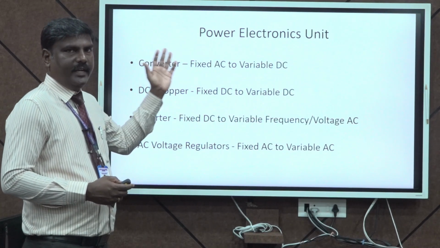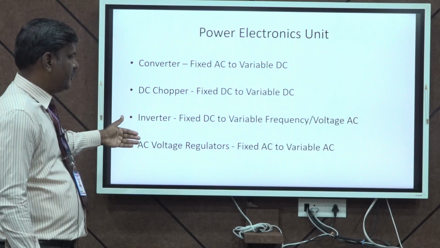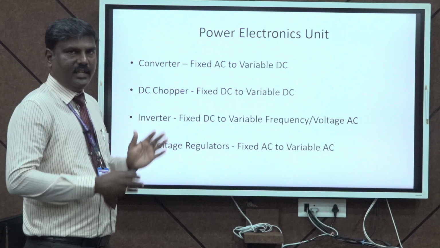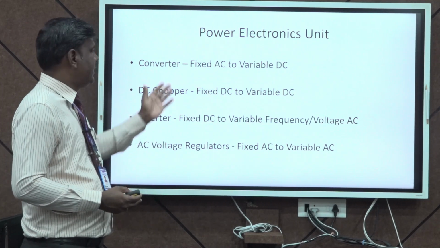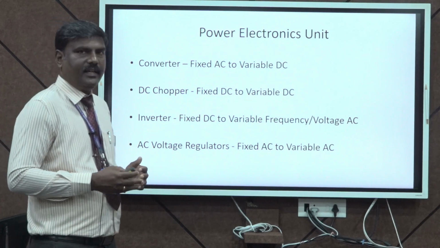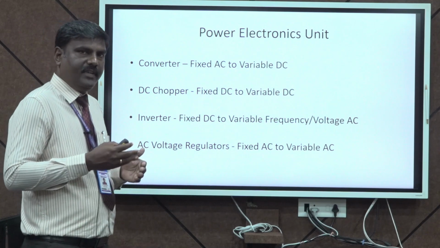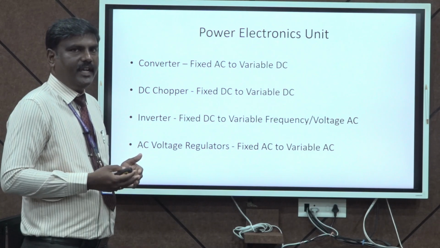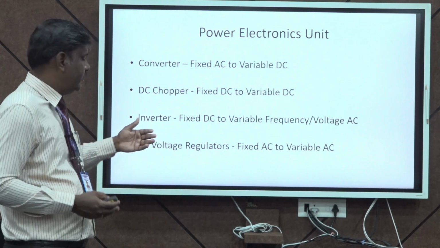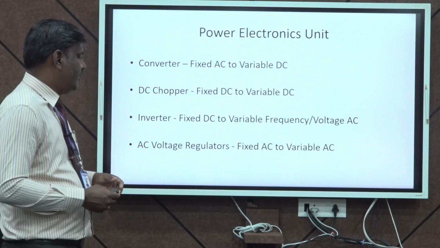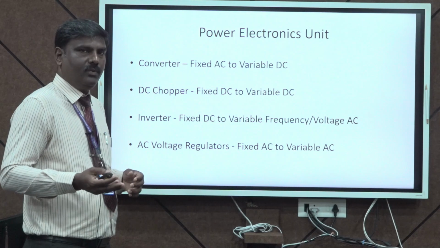Different types of power electronic units are there: converters, DC choppers, inverters, AC voltage regulator. Converter converts fixed AC into variable DC, whereas DC chopper converts fixed DC into variable DC. Inverter converts fixed DC into variable frequency AC as well as variable voltage in the case of PWM inverter. Whereas the AC voltage regulator converts fixed AC voltage into variable AC voltage.